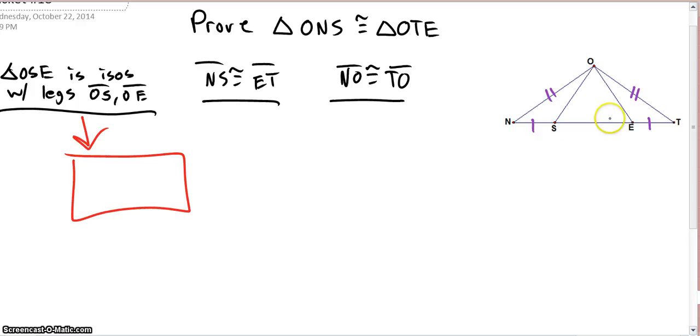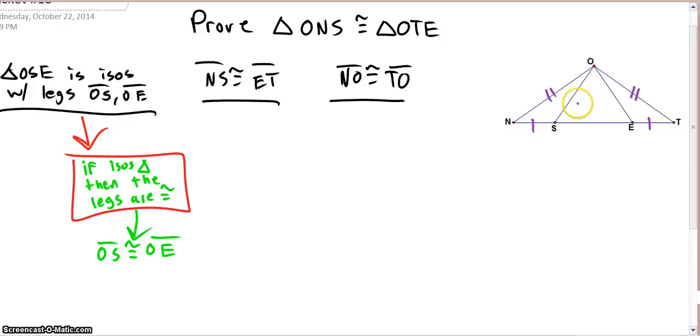So again, if triangle OSE is isosceles, we know that the legs OS and OE have to be congruent, and that is a conjecture on our sheet: if isosceles triangle, then the legs are congruent. And we need our specific legs, part of the then statement being congruent, OS congruent to OE. Then I can go ahead and mark those.